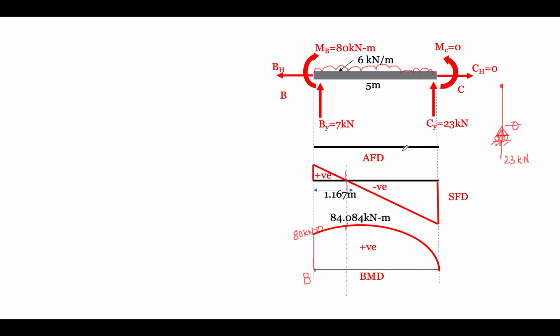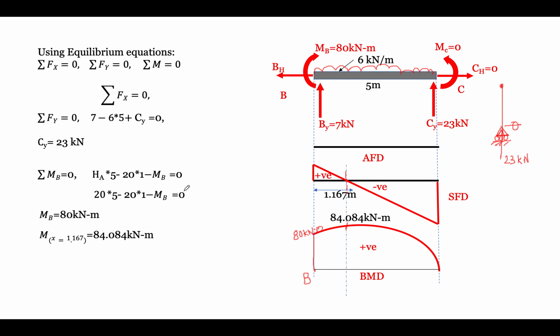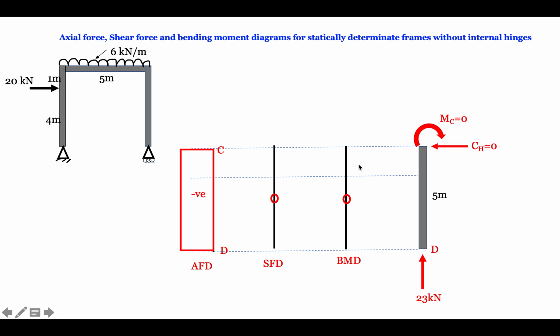Now let's see the third part. We have got moment at B as 80 and this as 84.084. Coming to the third part, here we have a roller support at point D. Our reaction is 23 kilonewton. This load will create axial force here, so this will also be 23 kilonewton.